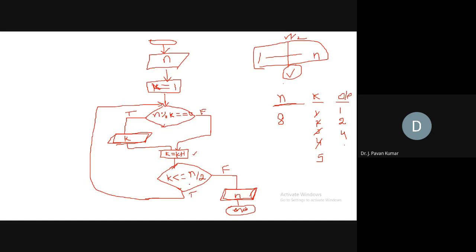Let me ask one question. Suppose the condition is k greater than n by 2. How does this flowchart have to be changed? If the condition I give is k greater than n by 2, then how does this flowchart have to be changed? Where does it have to change?